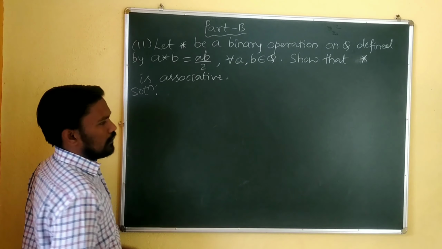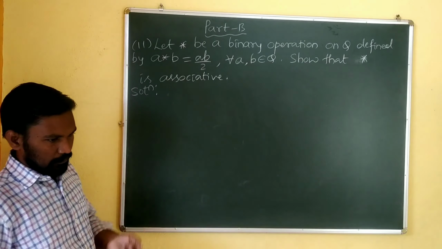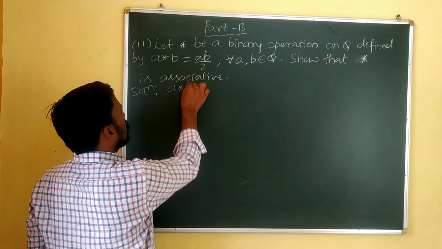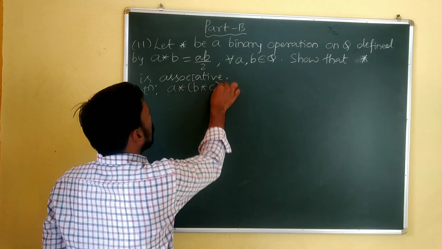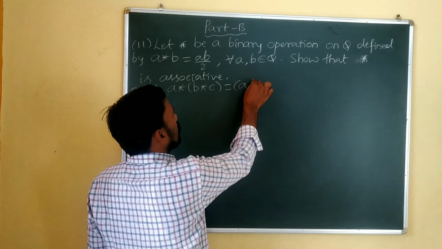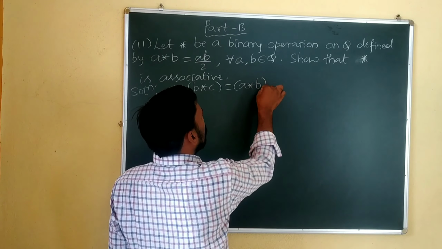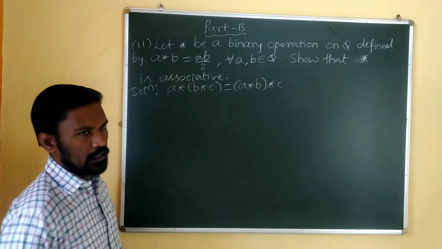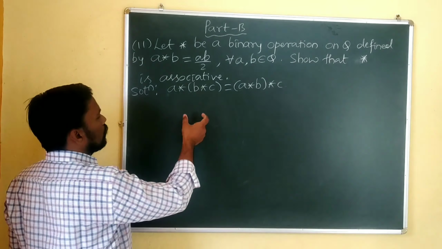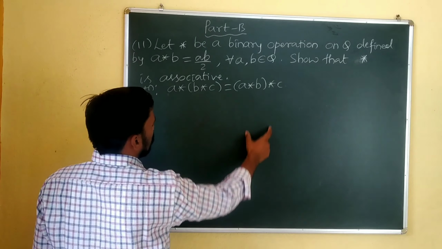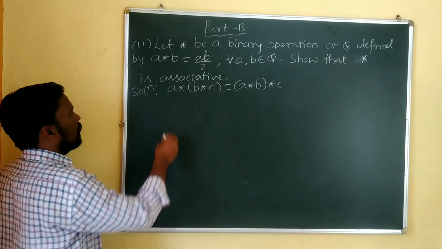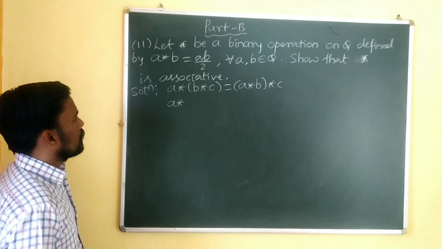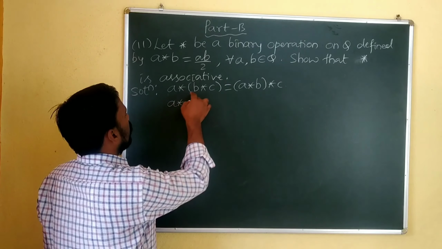We know the associative law and the commutative law. Associative law means a star (b star c) is equal to (a star b) star c. This is the associative property, and we need to prove that the left hand side value and the right hand side value are equal. Write the first term as a, and b star c.